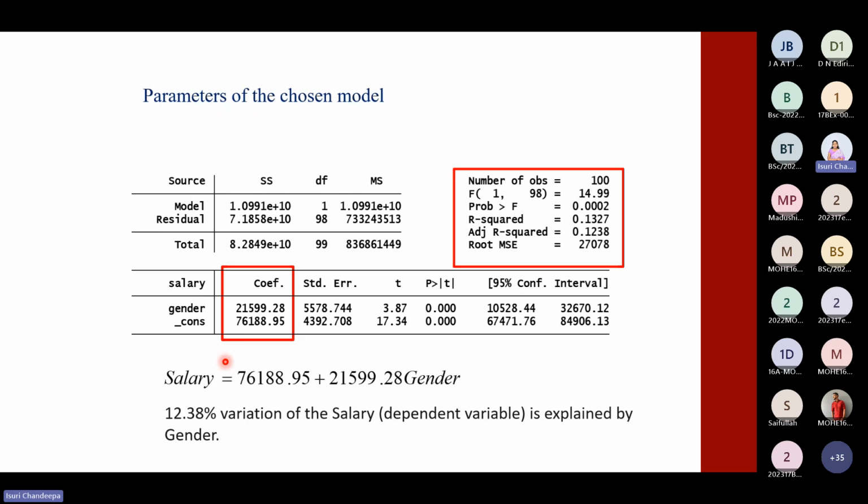See here, salary. As per this output, salary is a function of the constant and the gender. Based on the gender, salary may be changed. Therefore, salary equals constant, beta 0, plus the gender coefficient. Right? So this is the basic formula.